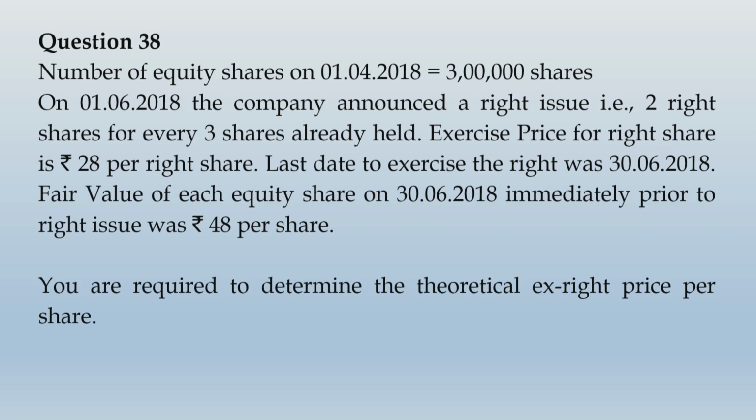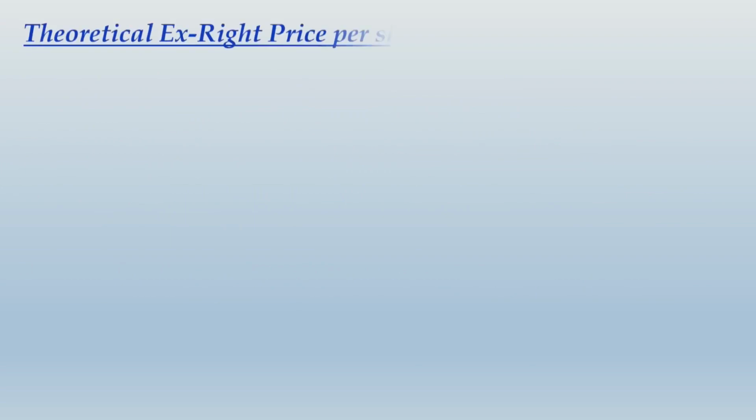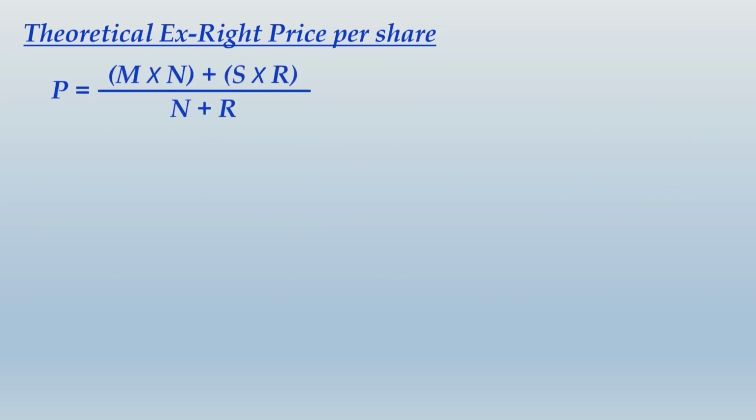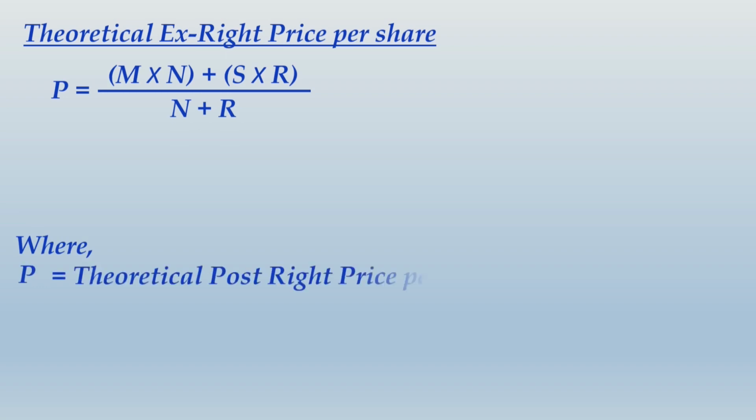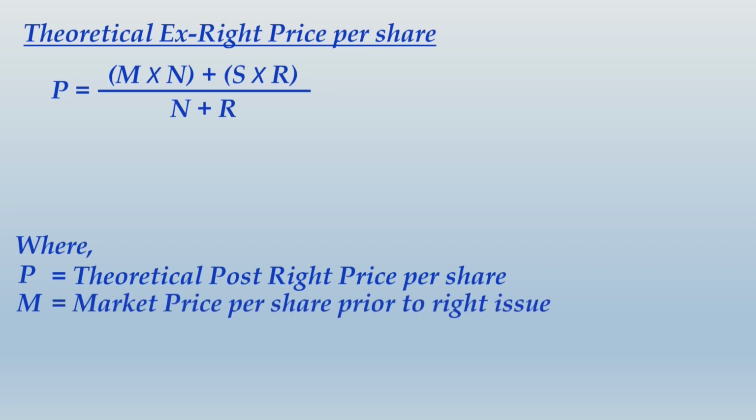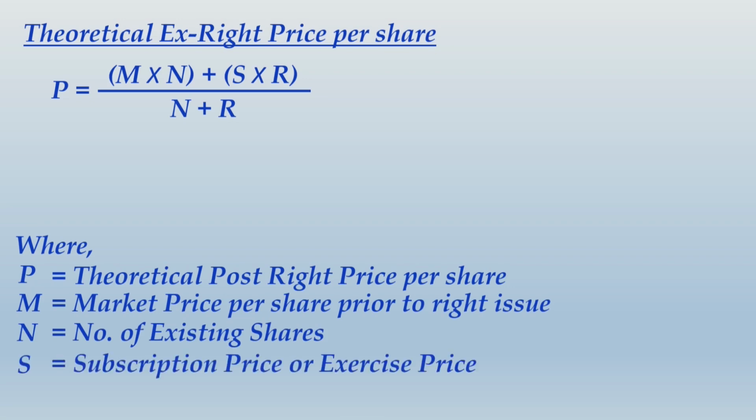So let us see how to present the solution. In the solution, you would write up a formula for theoretical ex-right price per share. The formula will be P equals M into N plus S into R divided by N plus R. So write up the definition of each of these variables. P stands for theoretical post-right price per share. M is the market price per share prior to right issue. N is the number of existing shares. S is the subscription price or exercise price. And R is the number of right shares offered.